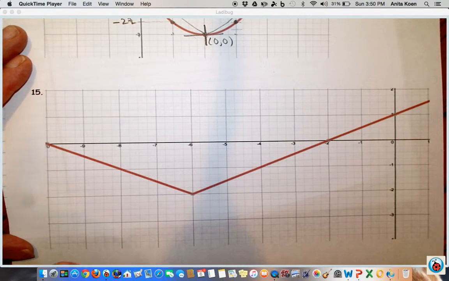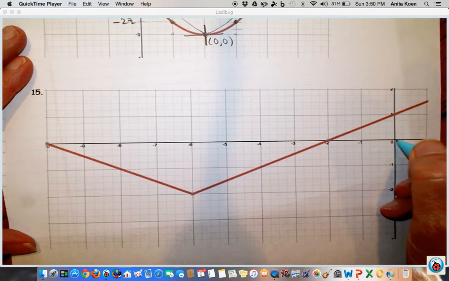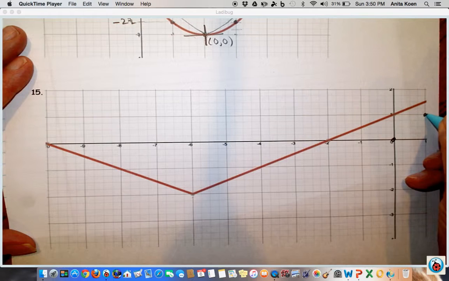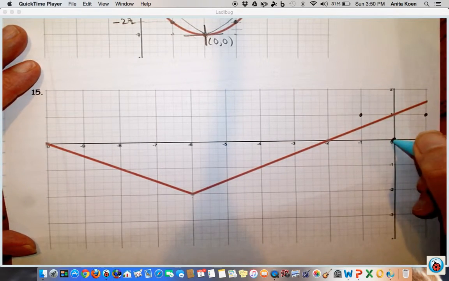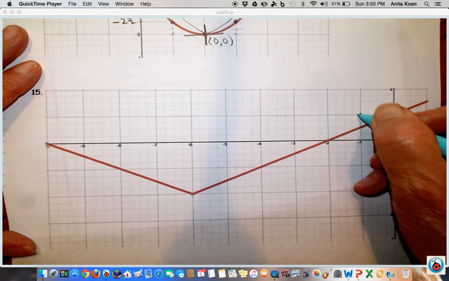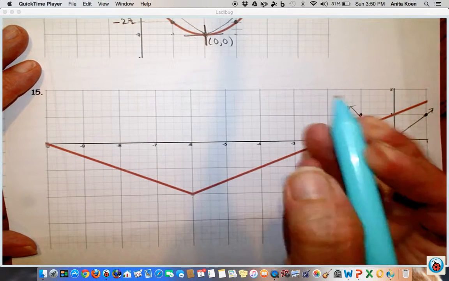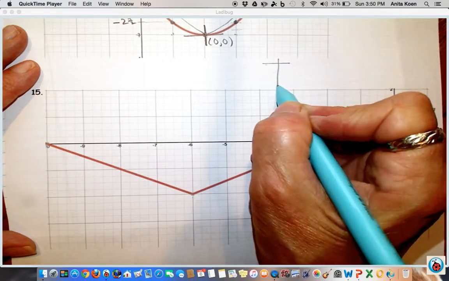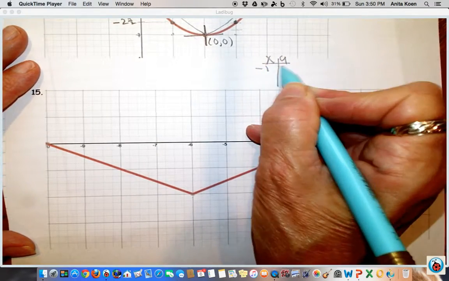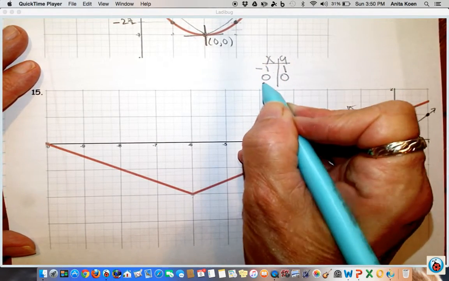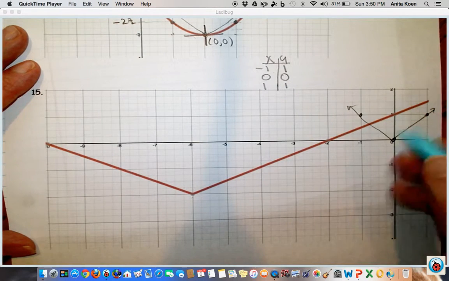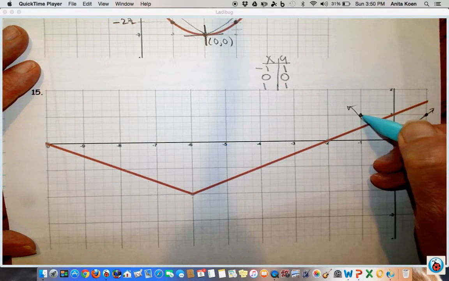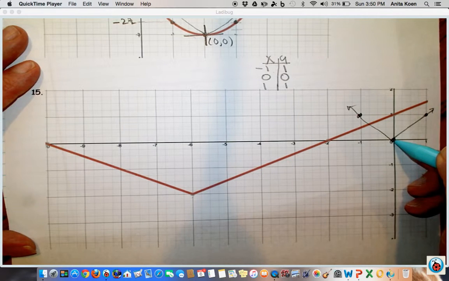This is problem number 15. I can tell that this one is an absolute value because of the V shape. So my original absolute value is over here. This is the parent function for the absolute value, and its table looks like this: -1, 1, 0, 0, 1, 1. Okay, that's the table for the original parent function.